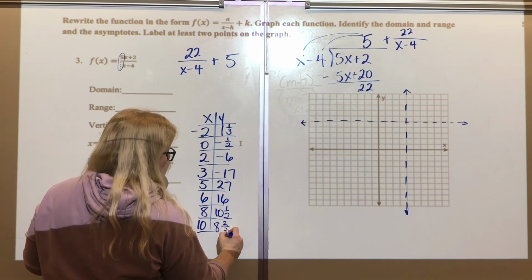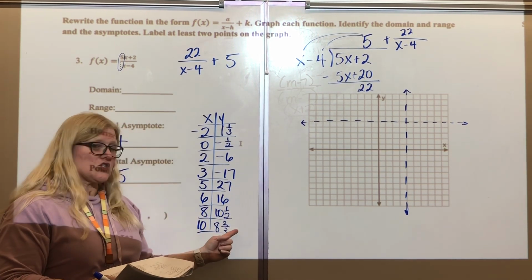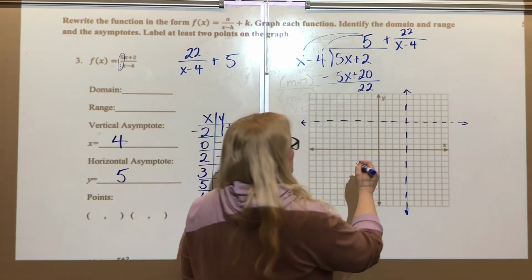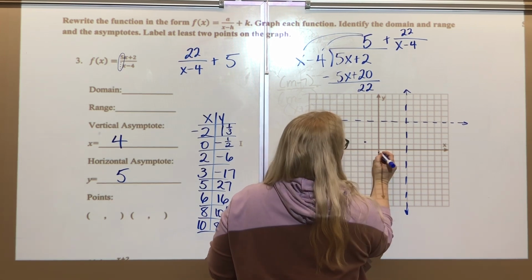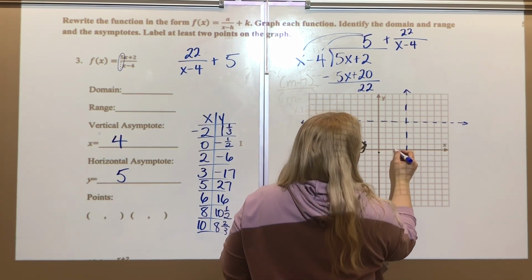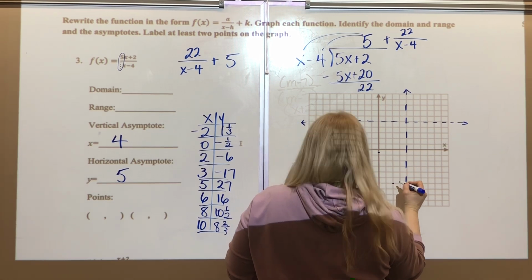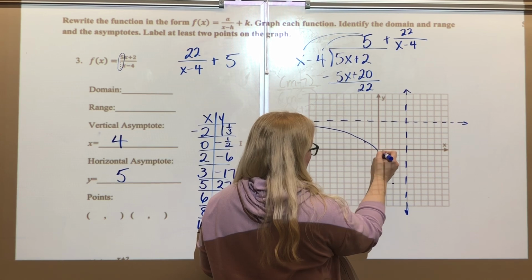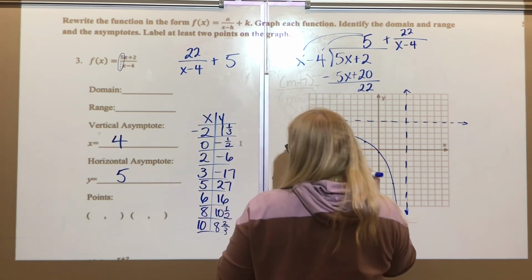So we've got, obviously 27 and 16 aren't going to be on the graph, but I at least have 2 that will be. Okay, so negative 2, 1 1/3, 0, negative 1/2, 2, negative 6, okay, and 3, negative 17. Clear down there. Okay, so there's the first branch.